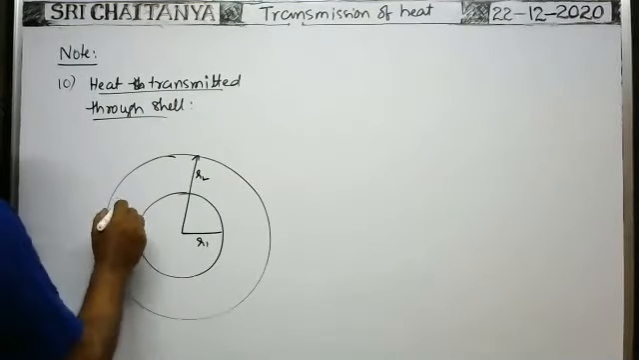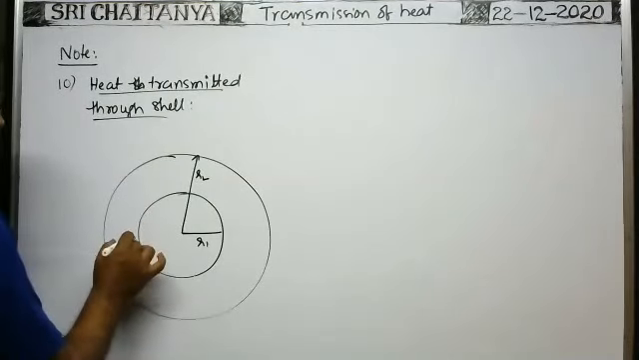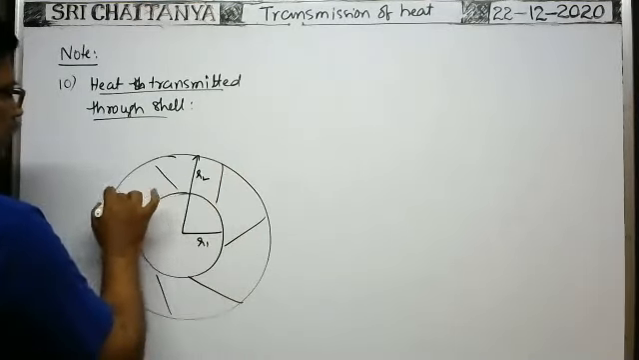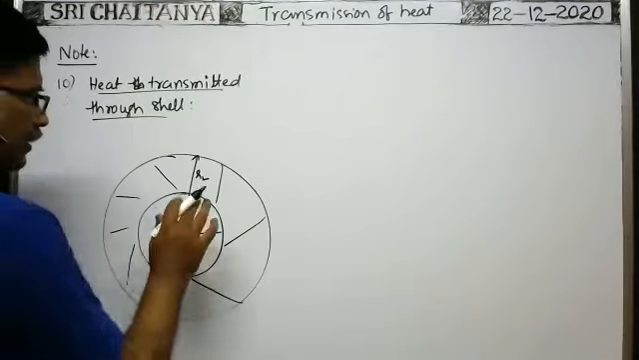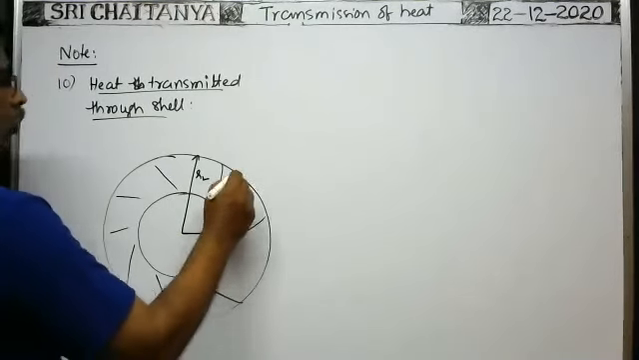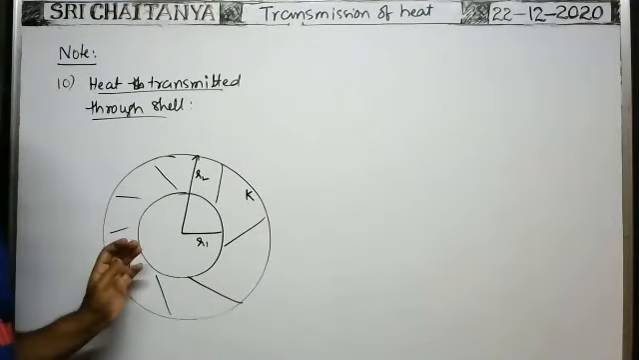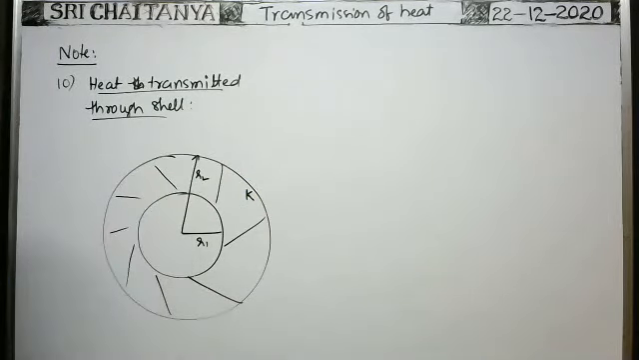Okay, here it is a shell. That means matter is there only in this part. Substance is there only in this part. Here it is hollow, as it is a spherical shell. The coefficient of thermal conductivity of the metal of the shell is, say, K.